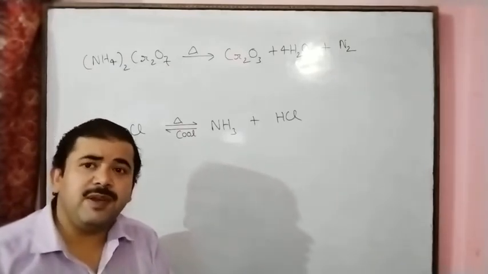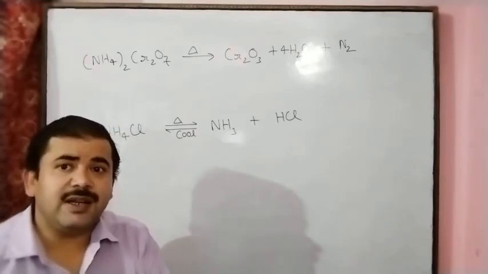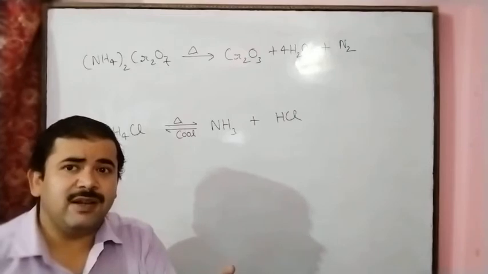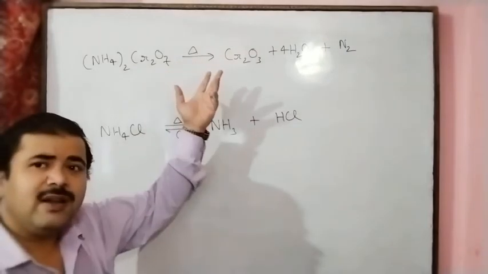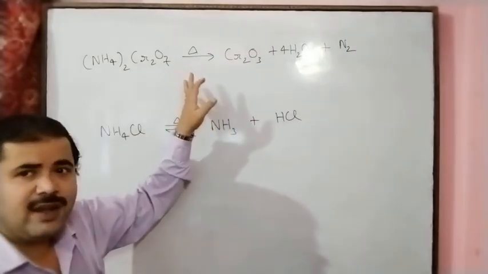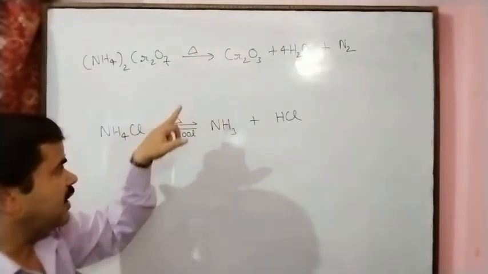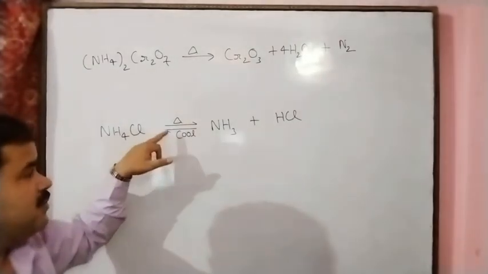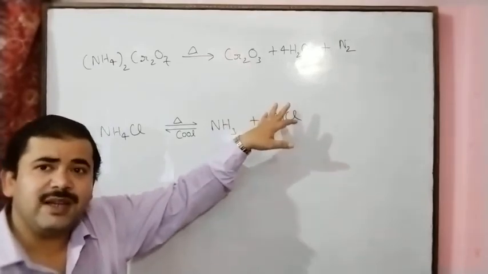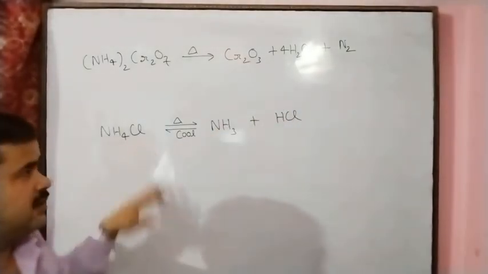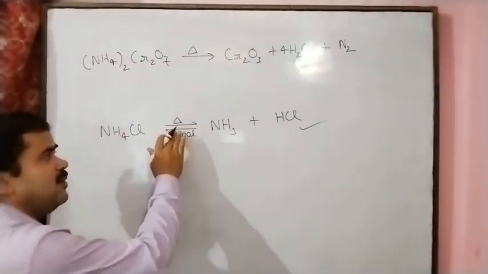So the only difference between the thermal decomposition reaction and thermal dissociation reaction is this: in the thermal decomposition reaction, heat energy is required and an irreversible sign is present. But in the thermal dissociation reaction, a reversible sign is present. So this is the example of a thermal dissociation reaction. Why? Because here a reversible sign is present.